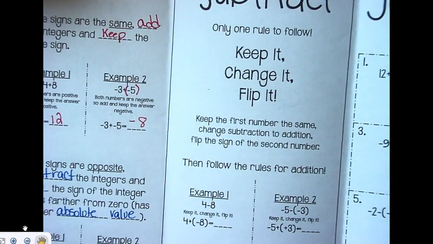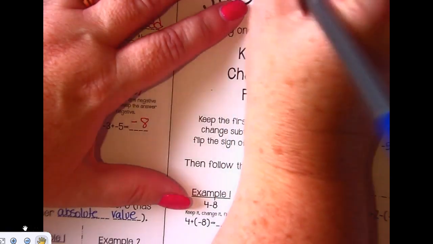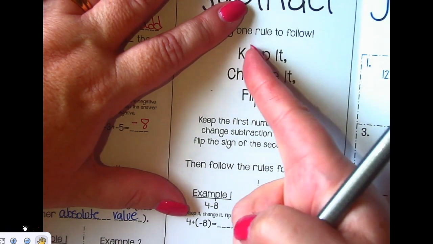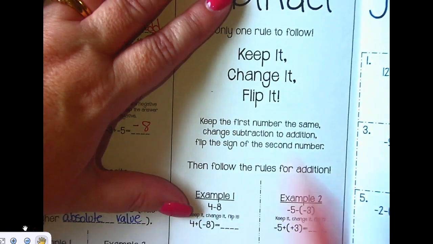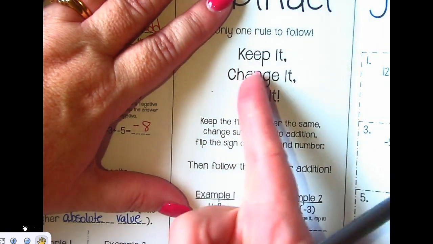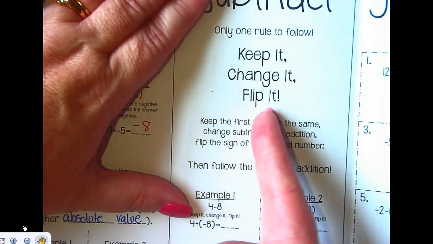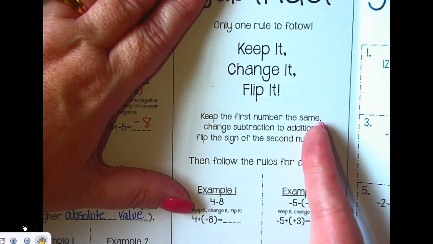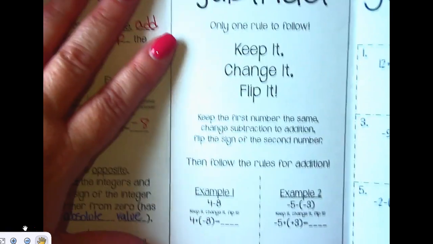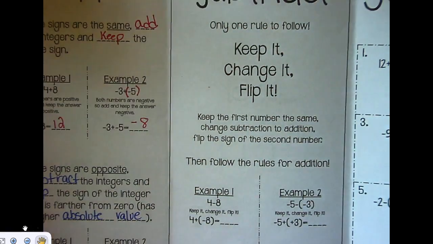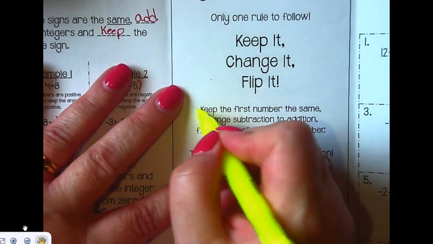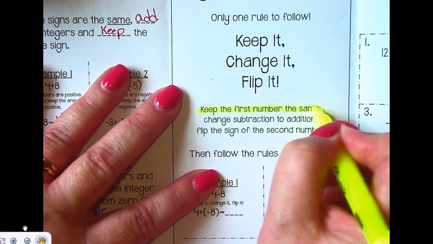Keep, change, flip. A lot of people call this the KFC. Oh, no, that's the KCF. They didn't follow the rule. A lot of people call it keep, flip, change, but it's keep, change, flip. So, keep the first number the same, change subtraction to addition, and then flip the sign of the second number. This is your rule right here. If you have a highlighter, you can highlight.